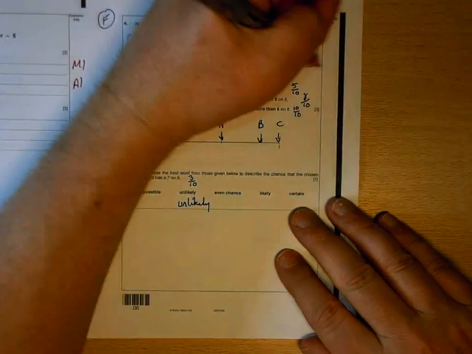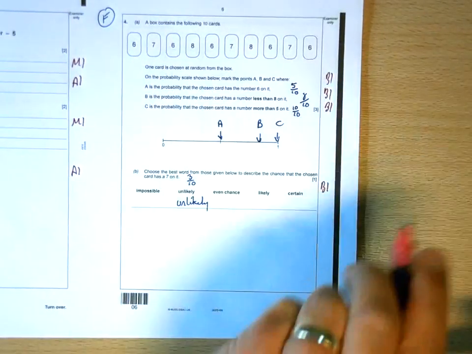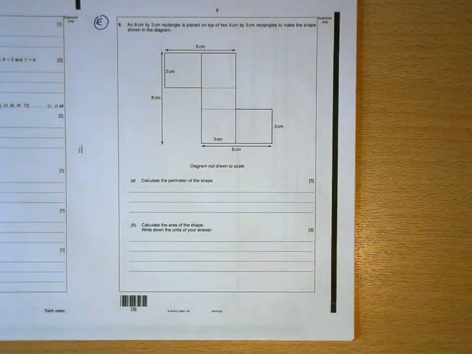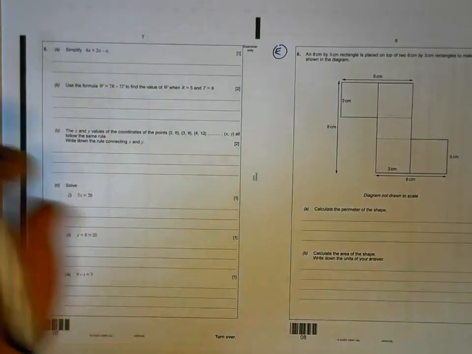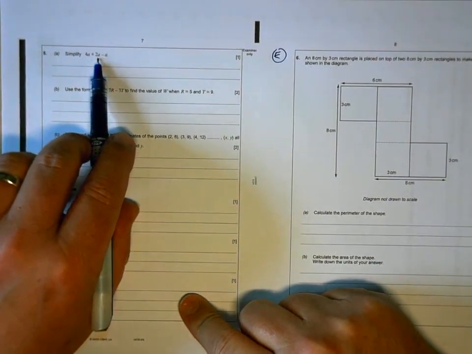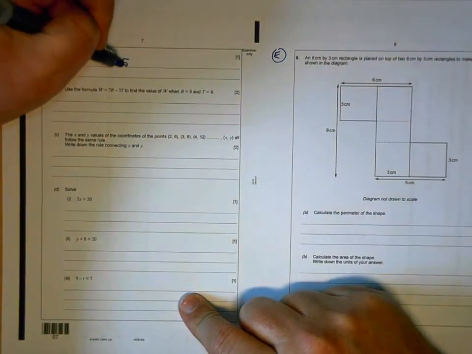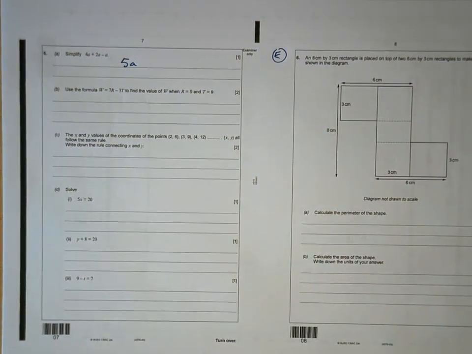So marks for that, 1 for each correct. Question 5, bit of algebra. 4a plus 2a is 6a, take away 1a is 5a. Use the formula w equals 7r take 3t.